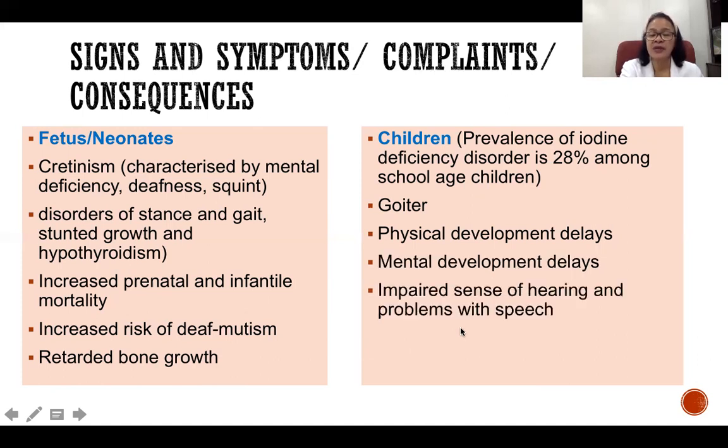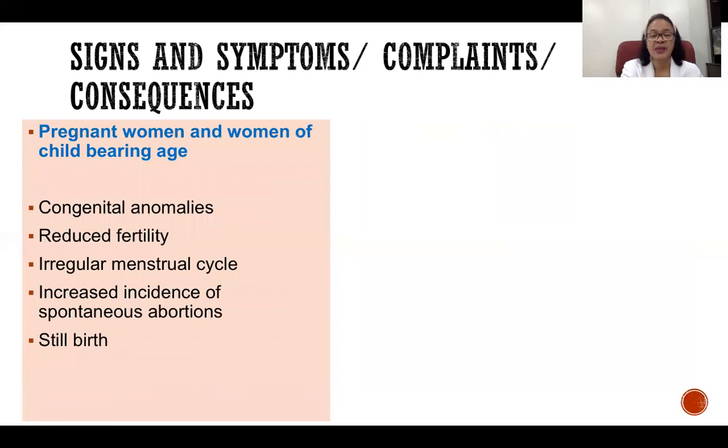So how about in children? Children may have this goiter. I showed you already the pathophysiology. In their development, there are physical and mental development delays, impaired sense of hearing and problems with speech, and even limb paralysis. And how about in older individuals, particularly pregnant women and women of childbearing age? There is a possibility of high incidence of congenital anomalies, reduced fertility, irregular menstrual cycle, increased incidence of spontaneous abortions and stillbirth.